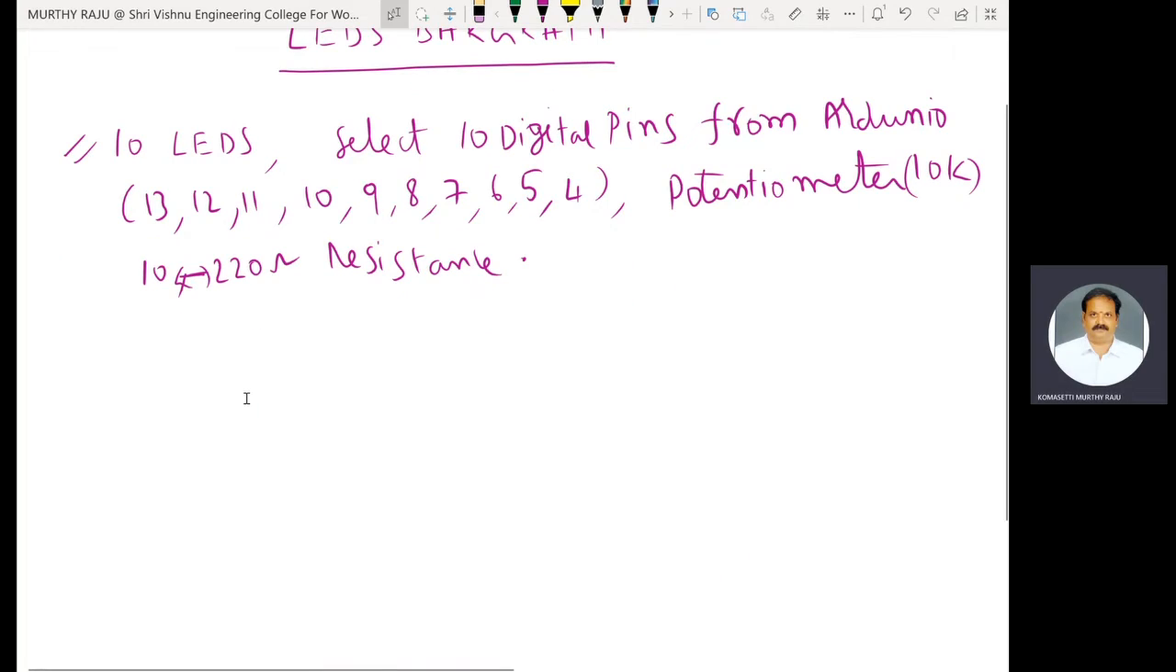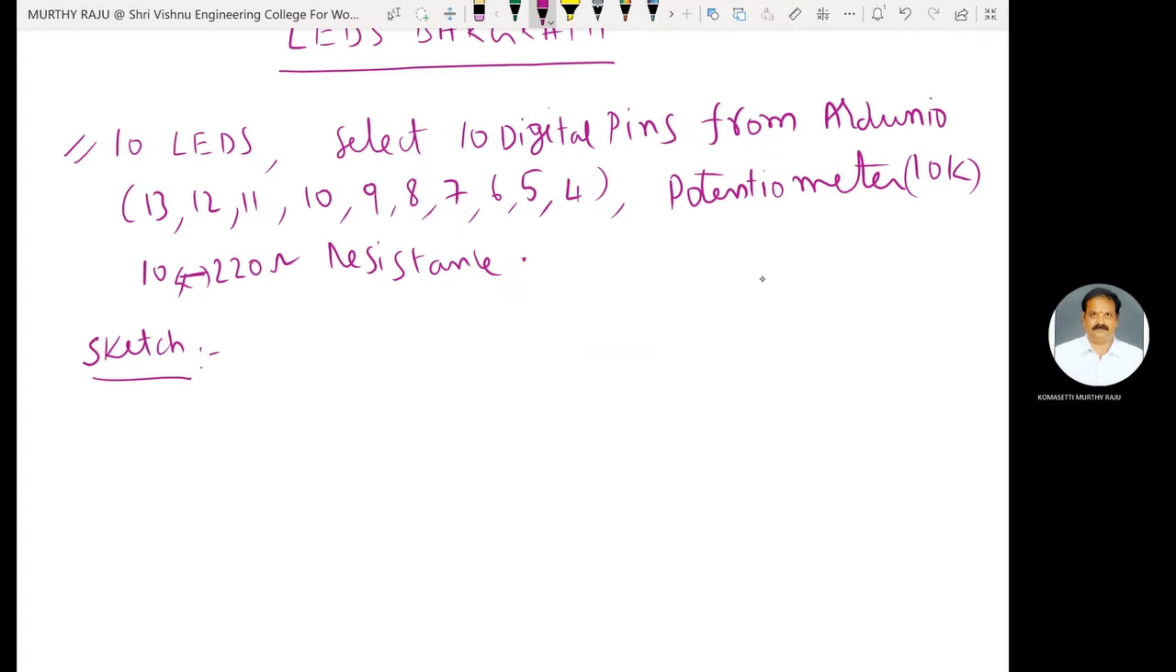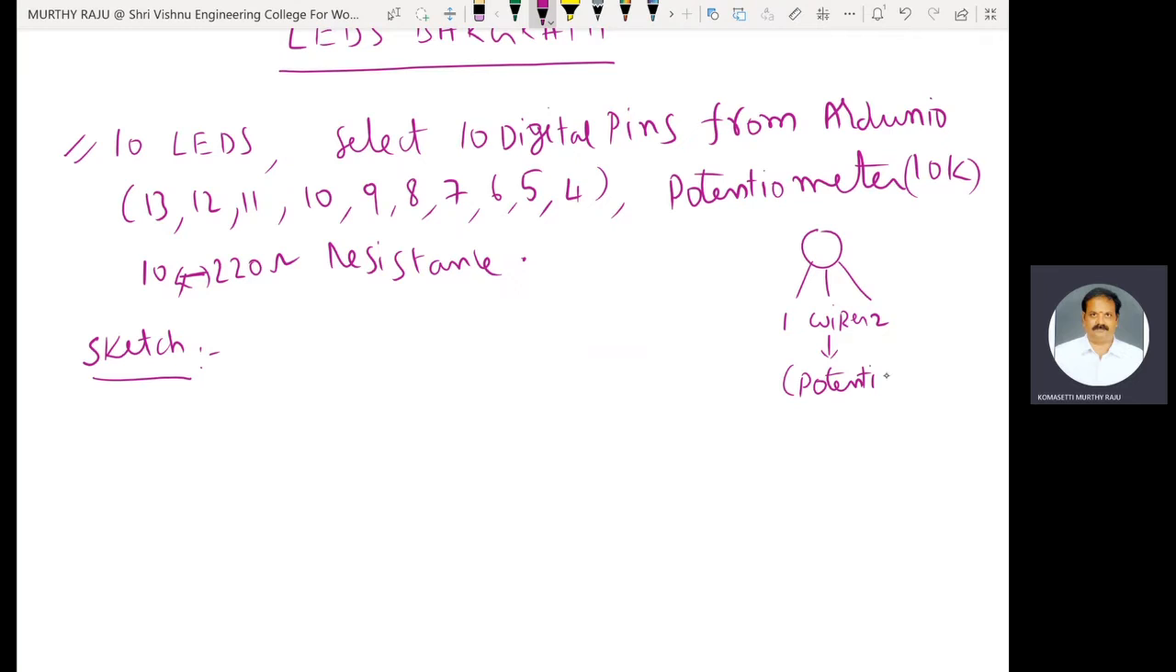Study this experiment. First one, sketch. Declaration. Here we use a potentiometer. Generally the potentiometer has 3 terminals: terminal 1, terminal 2. The middle terminal is the wiper terminal. The wiper terminal is treated as the potentiometer pin, and this one is the potentiometer value.